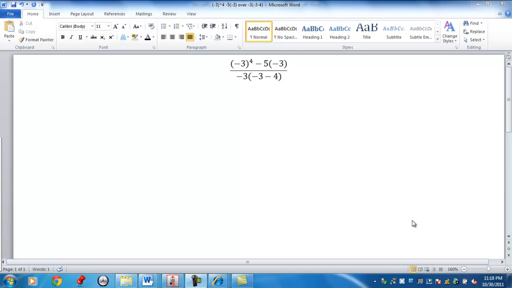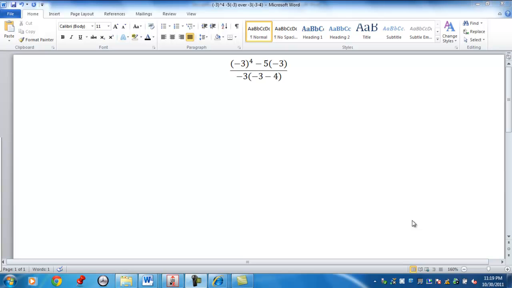First of all, my name is Tim Manzke, and let me go through an example of using the order of operations to simplify the following expression. We have negative 3 raised to the fourth power minus 5 times negative 3. In the denominator, we have negative 3, parentheses, negative 3 minus 4.